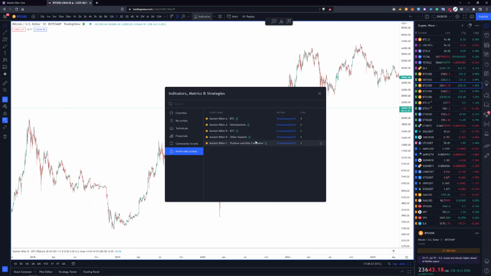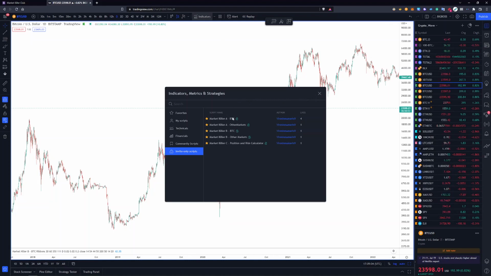As you can see, I have here one that is called Market Killer A Other Markets and Market Killer B Other Markets. This is a version that we are testing out and fine-tuning for altcoin markets, which we are still not rolling out. For now, we are only granting access to the Market Killer for Bitcoin. And once we have the altcoin markets fine-tuned, we will roll it out and we'll give you access to it.